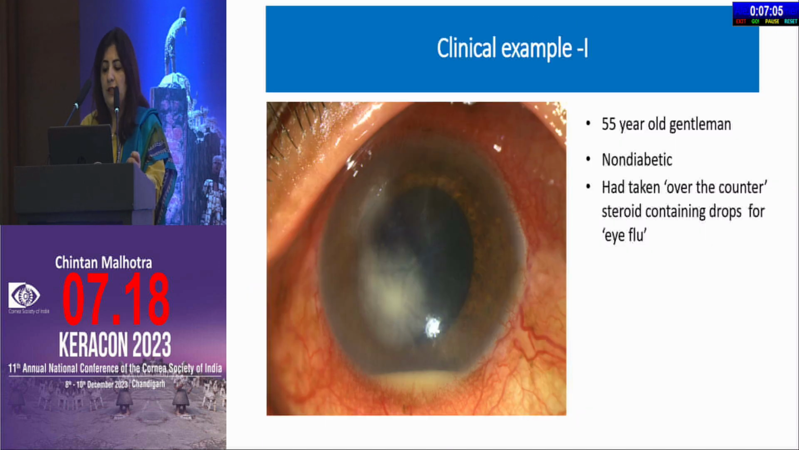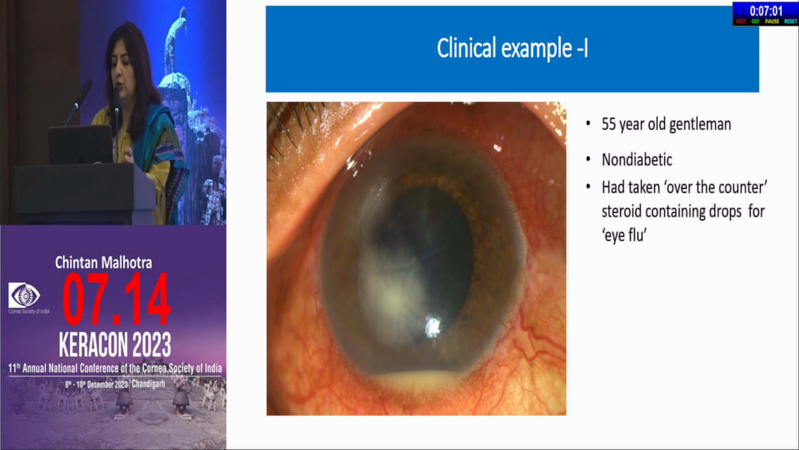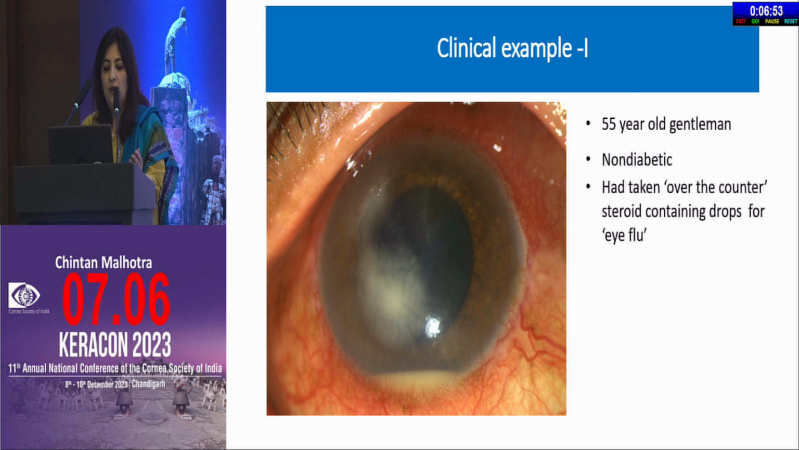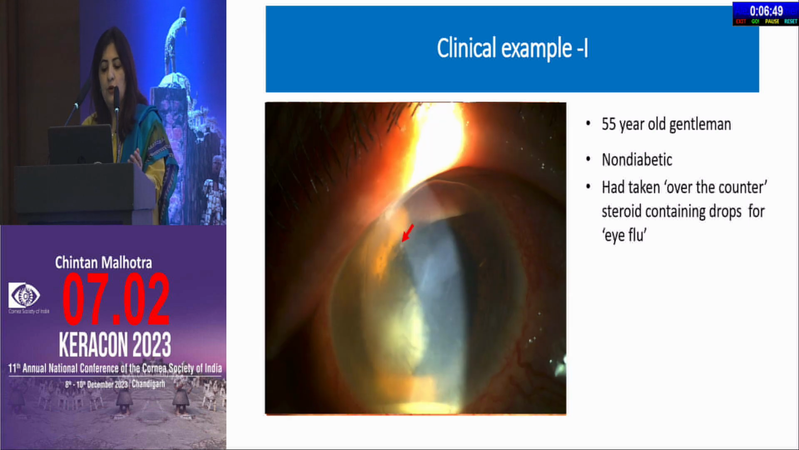So just one of our examples from my practice. This is a 55-year-old gentleman. He was non-diabetic. And when he presented to us, he had taken over-the-counter steroid-containing eye drops for eye flu. So he had this infiltrate, an overlying epithelial defect, and a hypopyon, as we can see. A closer look also revealed keratic precipitates at the top of the lesion, which brought to mind a strong possibility of it being a herpetic stromal keratouveitis.